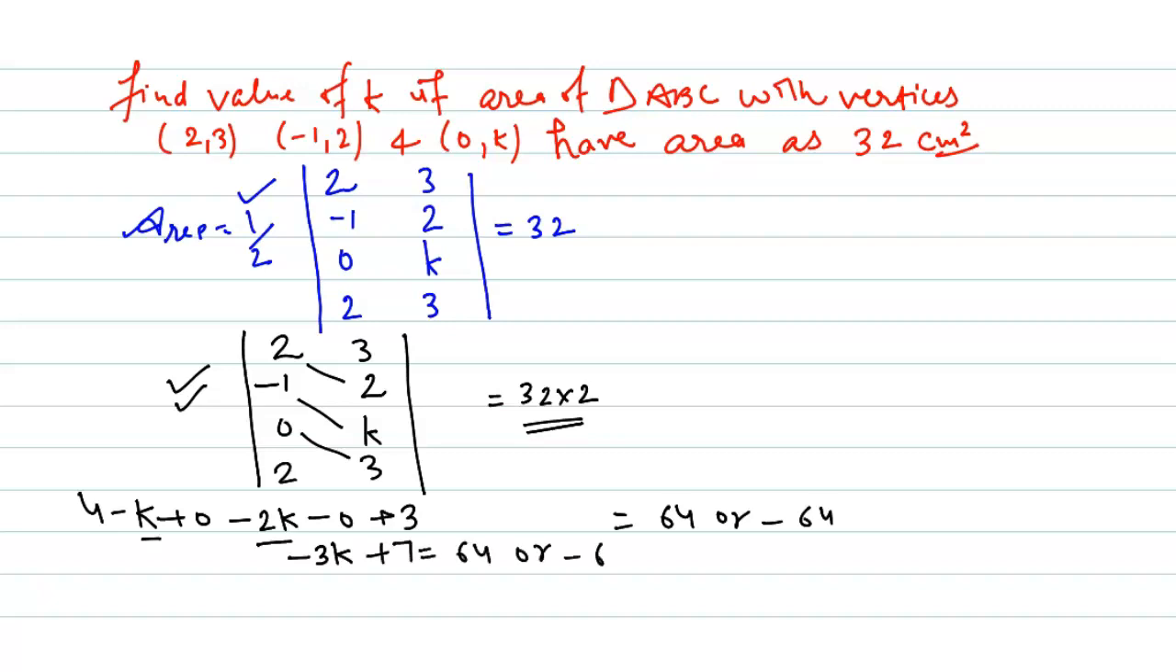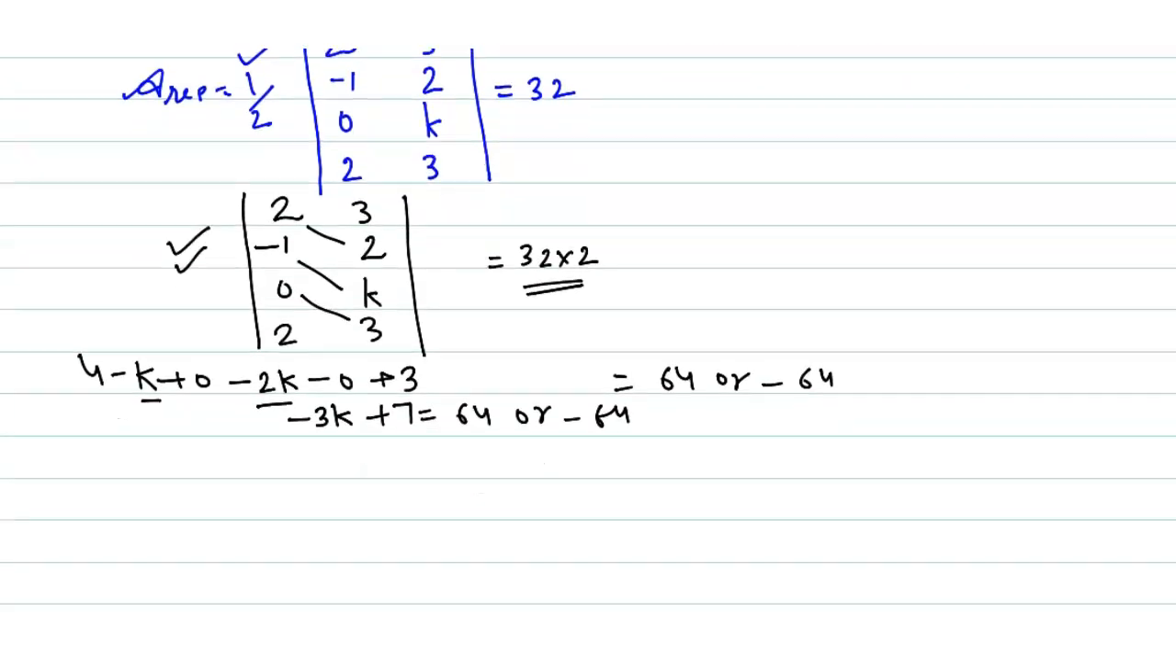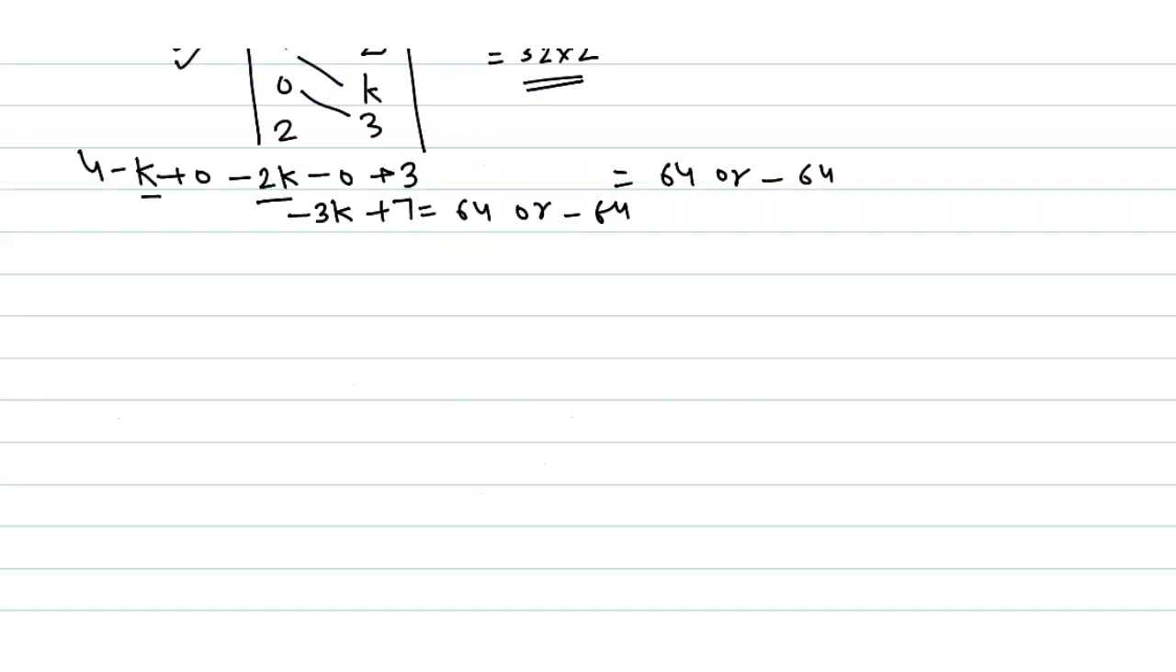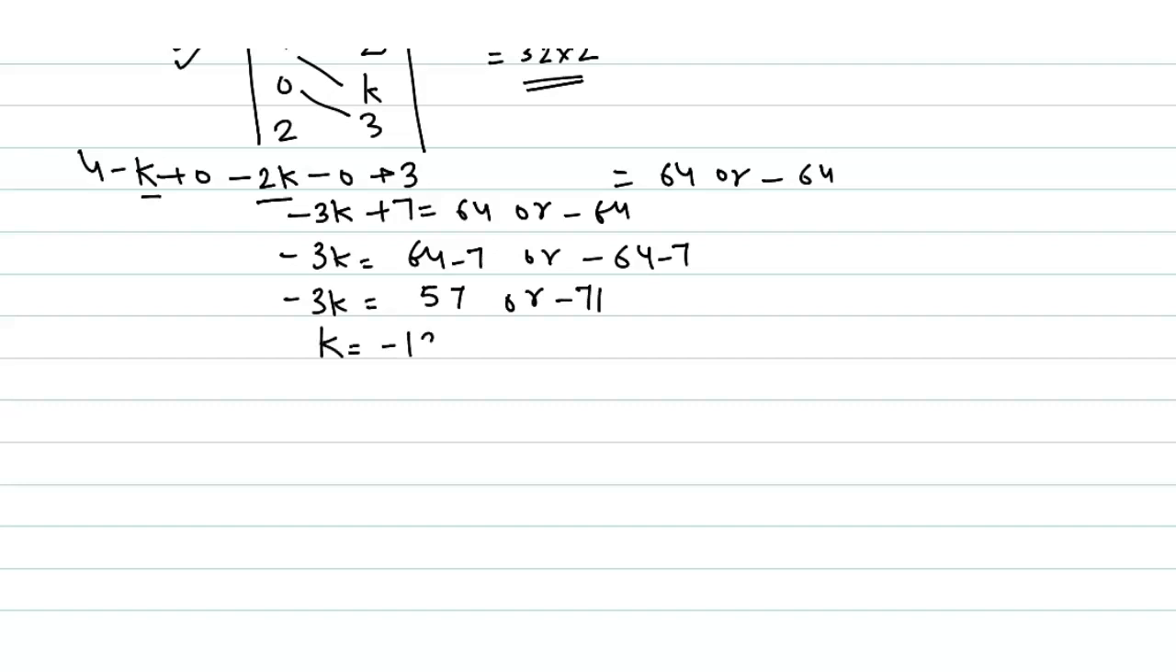64 positive, otherwise negative. Now we have to shift the data to the right hand side. First of all, shifting 7, we get minus 3K is equal to 64 minus 7, otherwise minus 64 minus 7. So the value of minus 3K we get either 57, otherwise minus 71. Shifting minus 3, we get minus 19, otherwise 71 by 3.